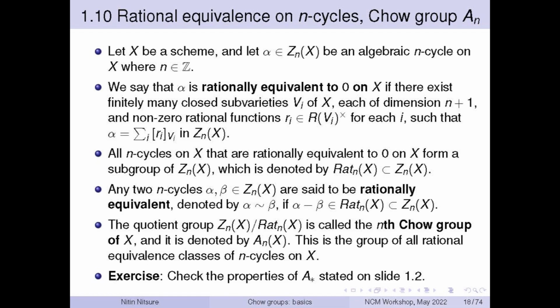So this is a subgroup, and two cycles alpha and beta are said to be rationally equivalent if alpha minus beta is not the divisor of a rational function on the variety, no, because the dimension may be wrong, but is the sum of Weyl divisors on various subvarieties of one dimension extra than the dimension of alpha. And then you say it is equivalent to 0. And this quotient group is the Chow group, denoted by A_n. Okay? And then for this, you have to check the properties on slide 1.2. So now I have run through all my predicted 10 slides for this talk, and I have 15 minutes.